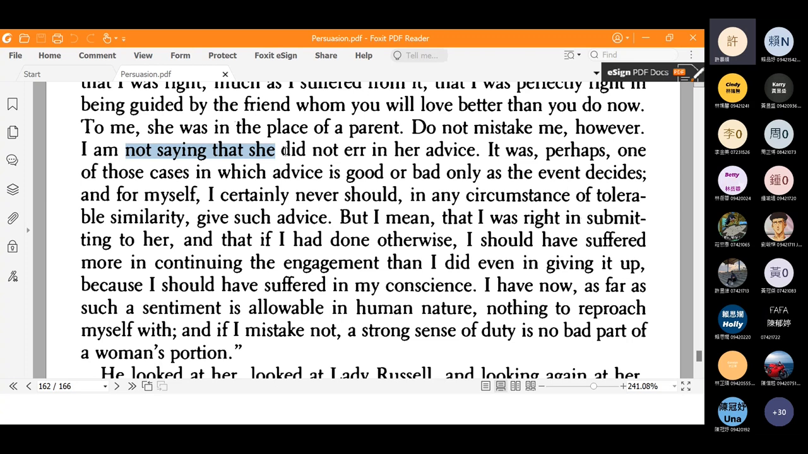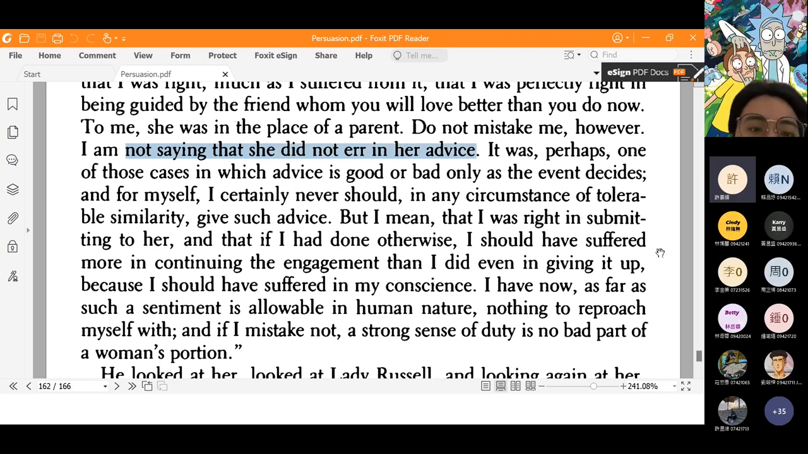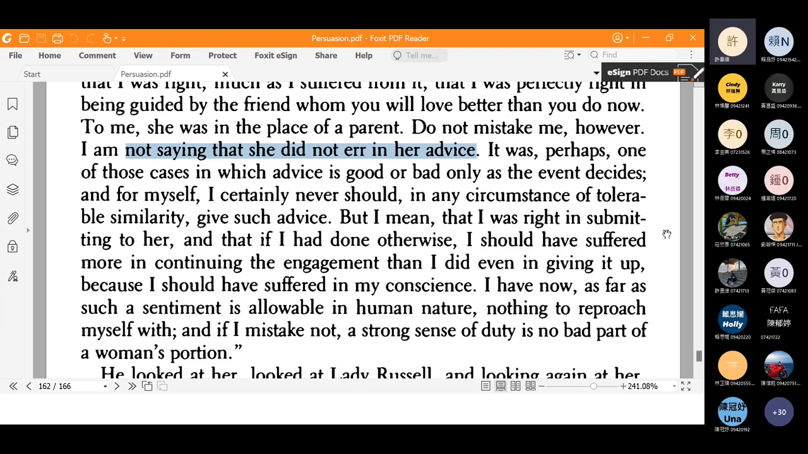I'm not saying that she did not err in her advice. Her advice was bad. But when Lady Russell gave that advice, she could not see the future. And so Anne says, I certainly never would, in any circumstance of tolerable similarity, give such advice. So in any situation that is roughly the same, I would not give advice. Because you don't know. Who knows? You don't know what the future will bring.